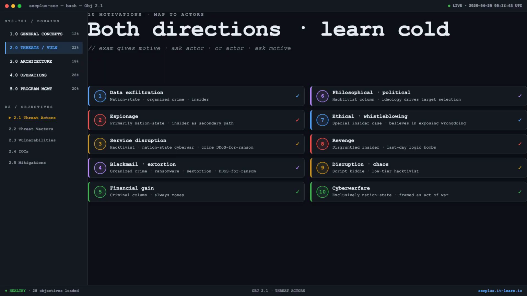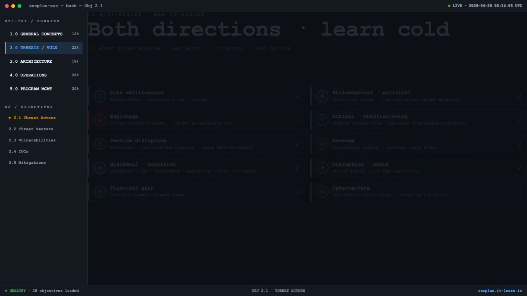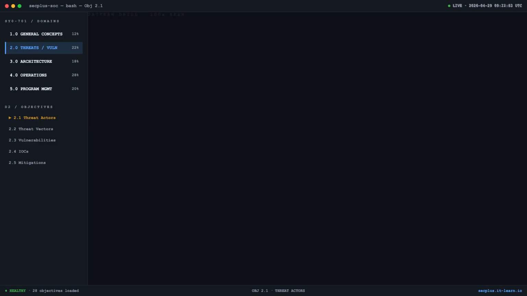The exam will sometimes give you the motivation and ask you for the actor. Sometimes it will give you the actor and ask for the motivation. Practice both directions. Here is a question pattern I have seen 100 times. Scenario: a foreign government is suspected of stealing trade secrets from a defense contractor over a multi-year campaign. Which actor? Nation state, APT, easy.